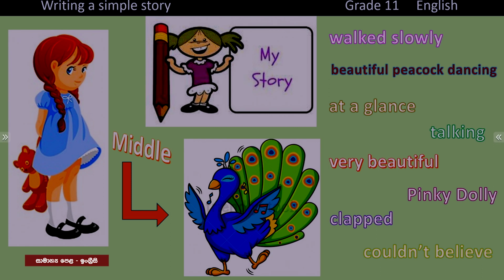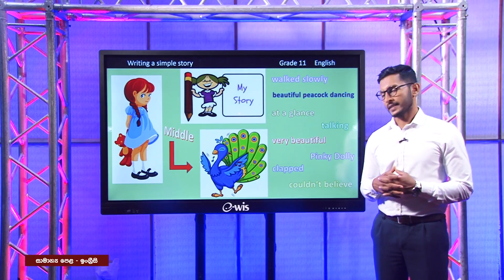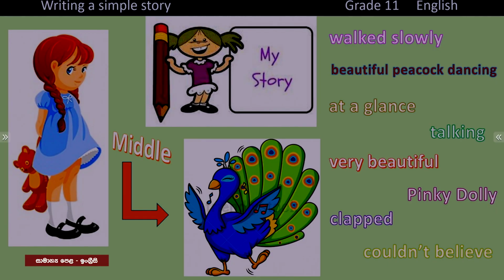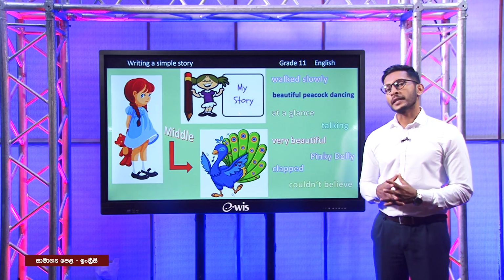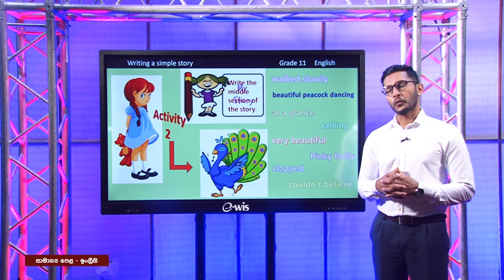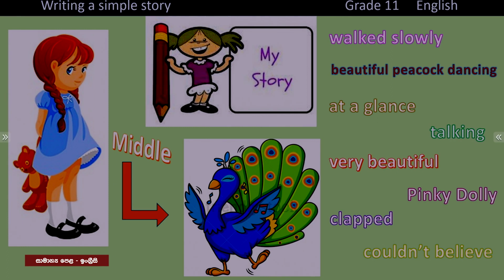Walk slowly, beautiful peacock dancing, at a glance, talking, very beautiful, pinky dolly, clapped, couldn't believe. So you might have seen the sentences say, I couldn't believe my eyes. So you can write here, at a glance, she couldn't believe her eyes. So using these phrases and words, you are going to develop the build up, the middle part of the story. Remember, in the middle part of the story, we present the problem. Now try to write the middle part of the story. Take your time and write at least 3 or 4 sentences.